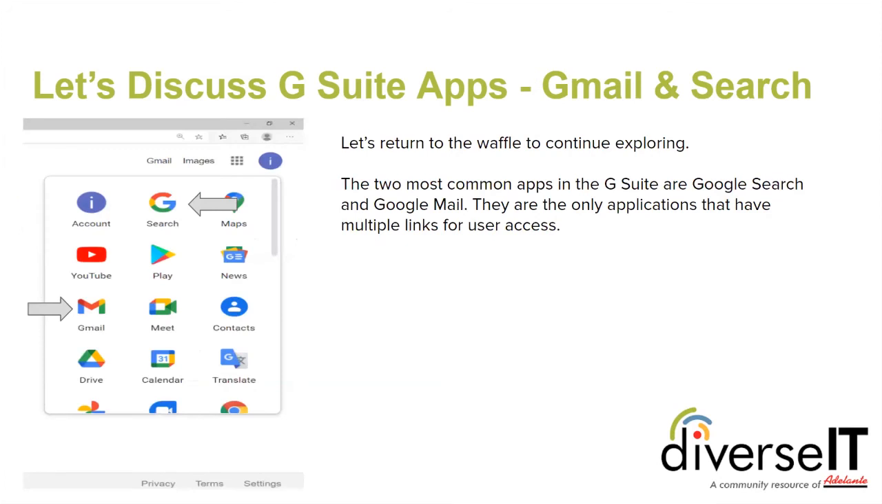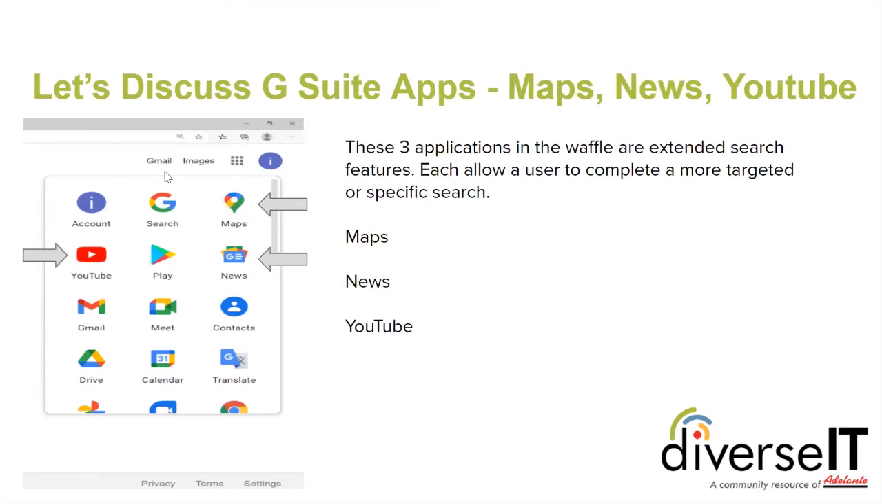There are a couple other things in the Waffle that I want to continue exploring. The most common apps in the G Suite are definitely going to be Google Search and Gmail. These are applications that have multiple links for user access. They're available in the Waffle. They're also available here at the top, or by searching here in your search bar.